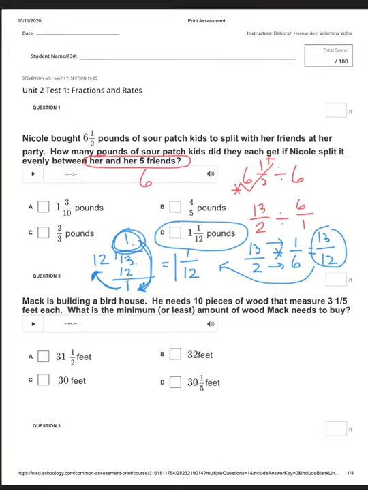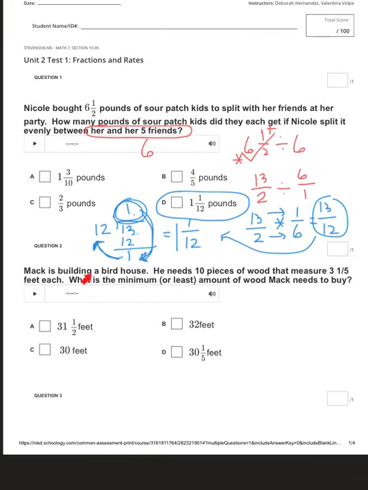Next problem. Mac is building a birdhouse. He needs 10 pieces of wood that measure 3 1/5 feet each. What is the minimum or least amount of wood Mac needs to buy? Okay, well, let's see. We need 10 pieces of wood, and each of them are 3 1/5. So 3 1/5 times 10 pieces. Well, I might as well go ahead and make that 10 into a fraction by putting it over 1.